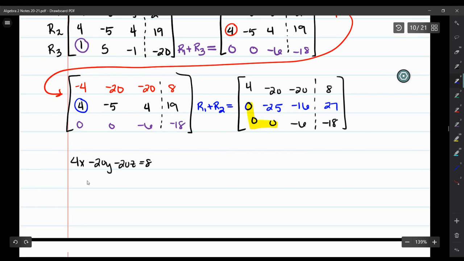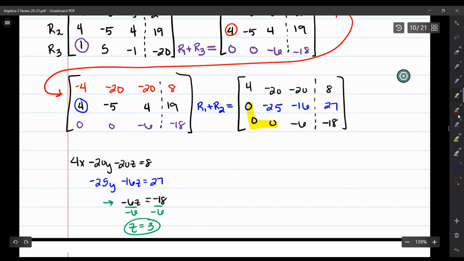Then we have that blue one. There's 0 x's, so I don't need to even put an x at all. I'm going to start at the next one. Negative 25y minus 16z equals 27. And then the final equation has no x's, no y's, but it does have negative 6 times z equaling negative 18. Now this is where you use backward substitution to find your variables, because I can solve this equation very quickly. Divide out the negative 6 and we get z equals a positive 3.